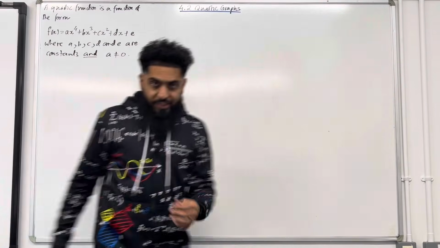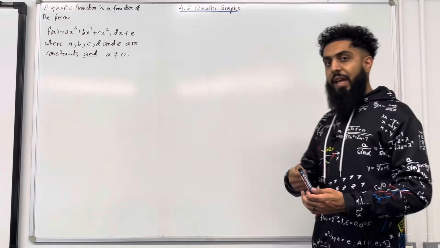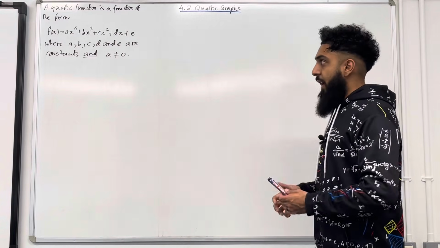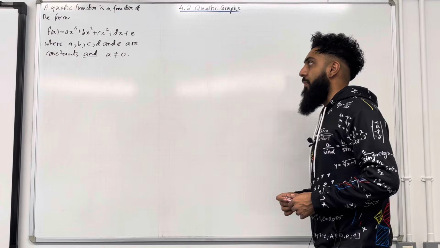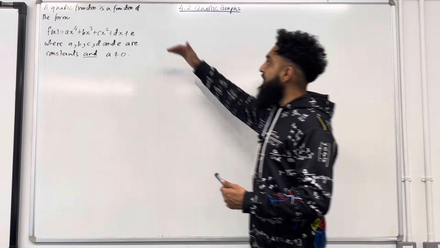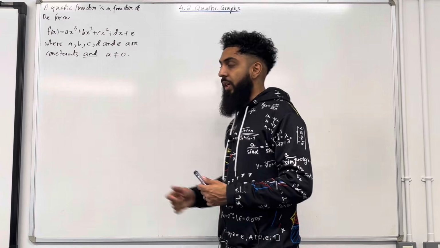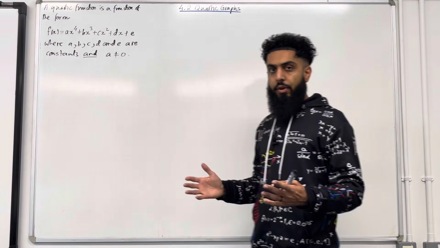Right, I'm going to take a step back and start reflecting on what I've written. Suppose a is equal to 0. If a is equal to 0, this function reduces to bx cubed plus cx squared plus dx plus e, which is a cubic function. To ensure that this function remains as a quartic function, we must have the condition that a is not equal to 0.